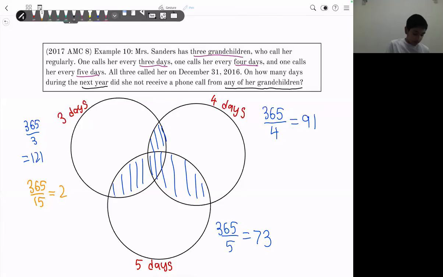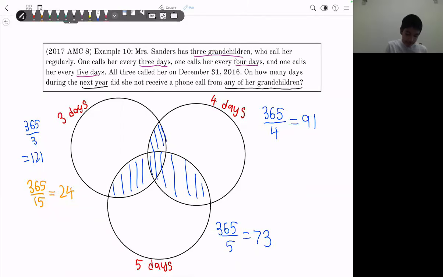The number of ways this is just going to be 365 divided by 15, which is 24. Make sure you understand that when one grandchild calls every 3 days and the other every 5 days, it's the same as both of them calling every 15th day, because 15 is a multiple of both 3 and 5.